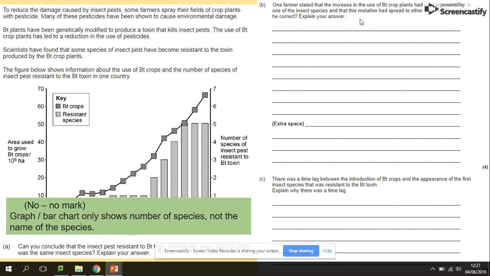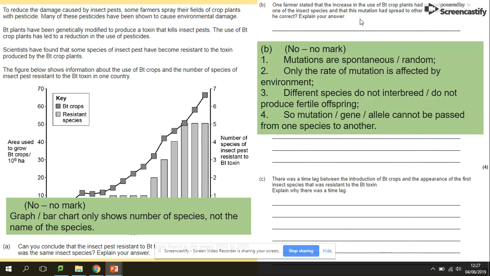And here we need to explain the answer, saying that one farmer stated that the increase in the use of Bt crop plants had caused a mutation. No, because mutations are random, and only the rate of mutation is affected by the environment. Different species do not interbreed, so the mutation cannot be passed on.